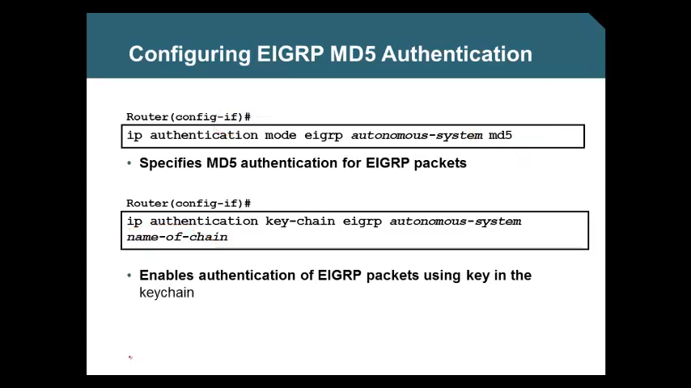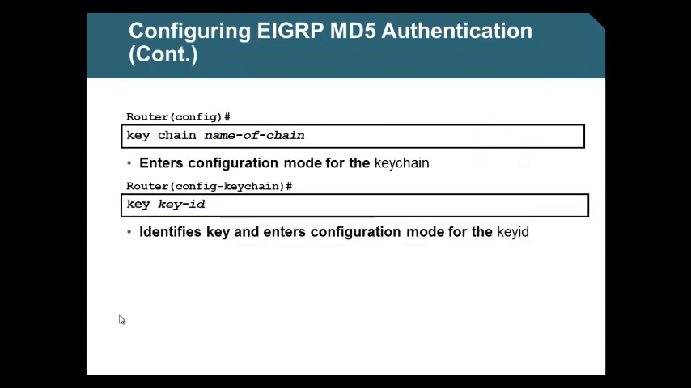But creating a keychain is like this. In global mode, we say keychain name, key ID 1, 2, 3, something like that. Or you can use your own convenient number that you like to have. If it is between router 1 and 2, I'll say 12. If it is between 2 and 4, I'll say 24. That is also okay.